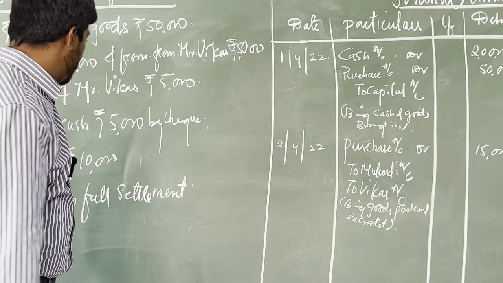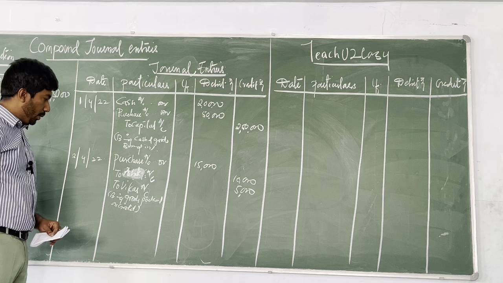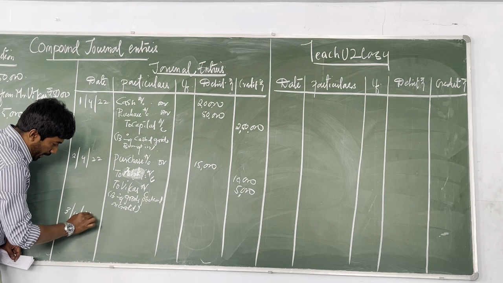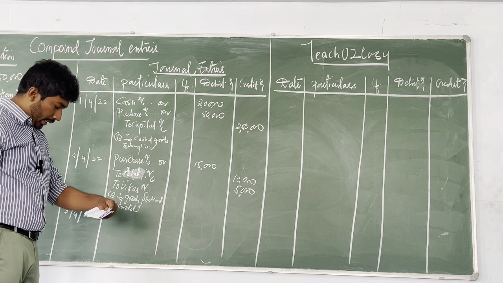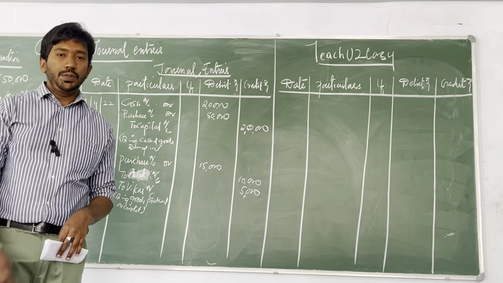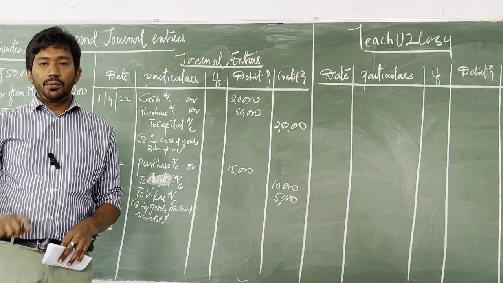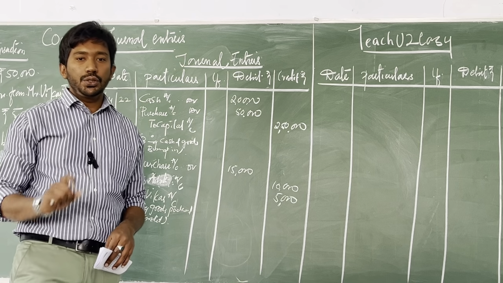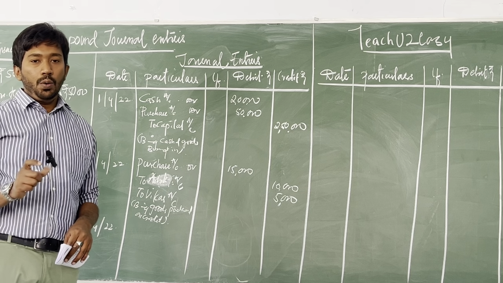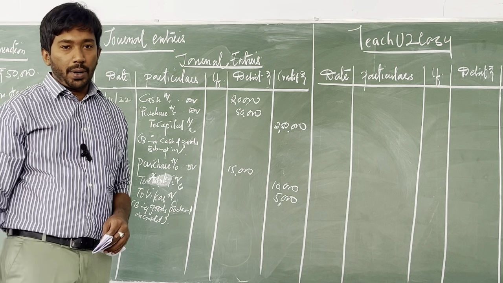Done. Then next we have sold goods to Mr. Mukund. So the next entry we will assume as 3/4/22. They have given an entry as sold goods to Mr. Mukund 5,000 and to Mr. Vinay 5,000. Again here they have not mentioned cash, so you have to consider this as a credit transaction. Whenever there is a credit transaction, we will write the name of the person. Now Mukund and Vinay, they are the debtors of our business.